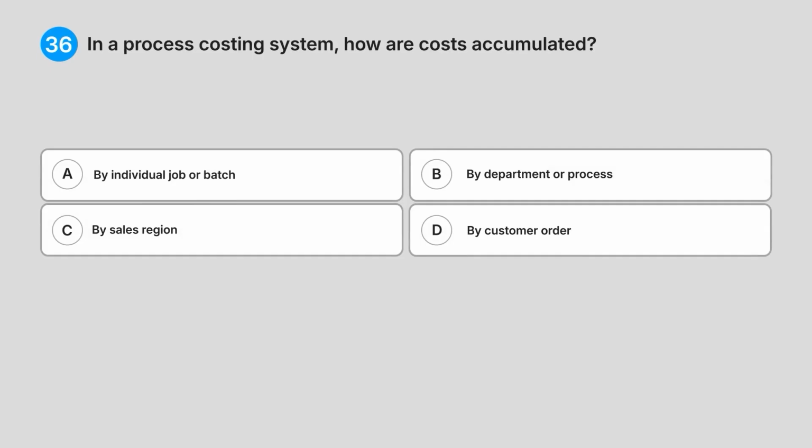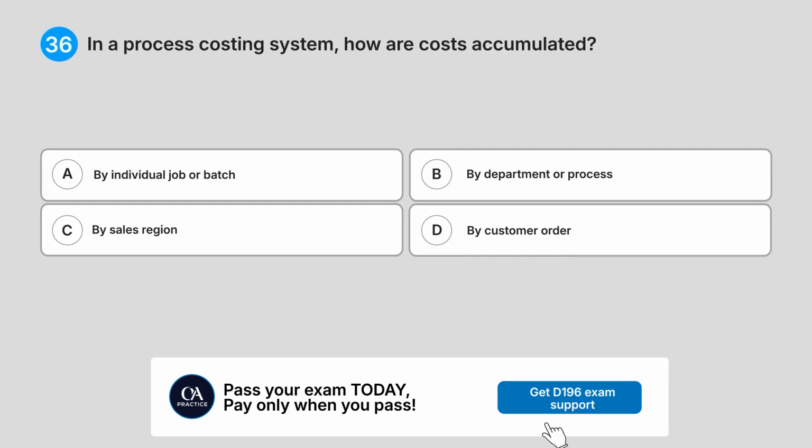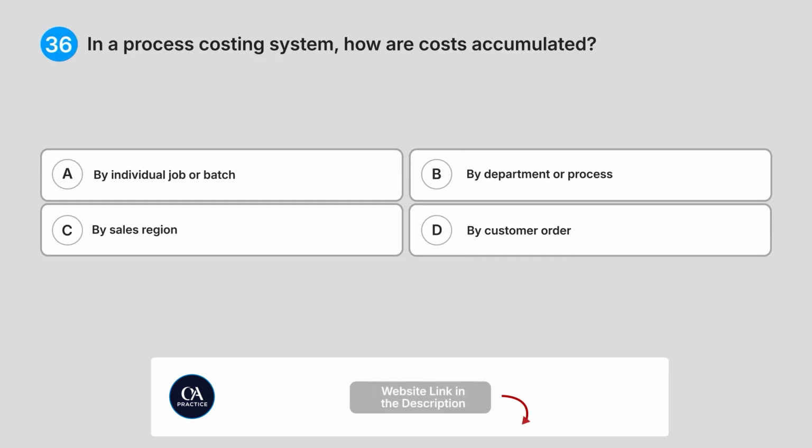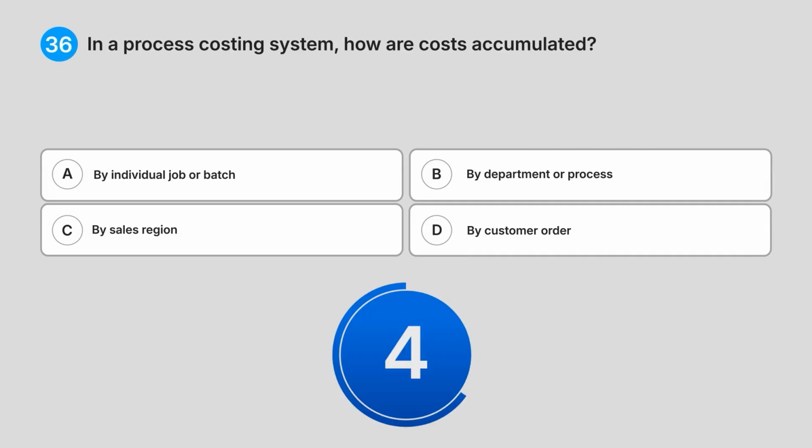36. In a process costing system, how are costs accumulated? A. By individual job or batch. B. By department or process. C. By sales region. D. By customer order. Can you guess the answer?